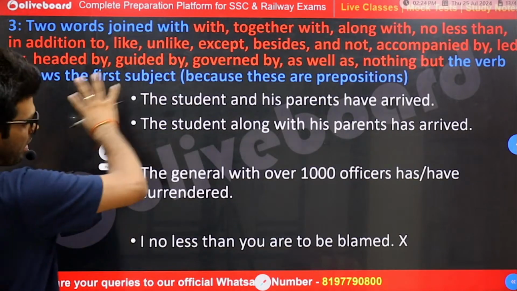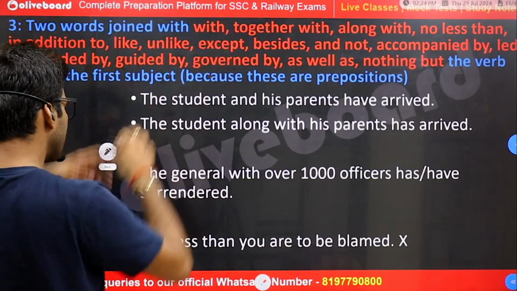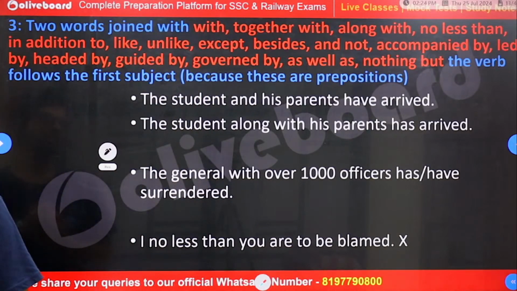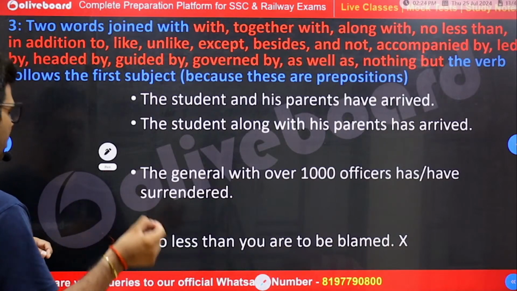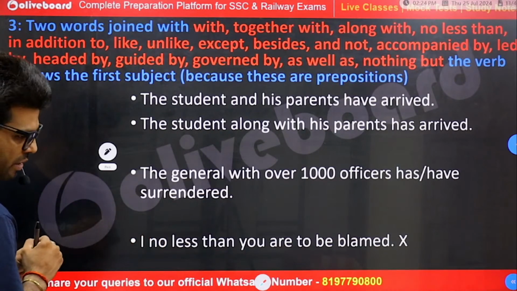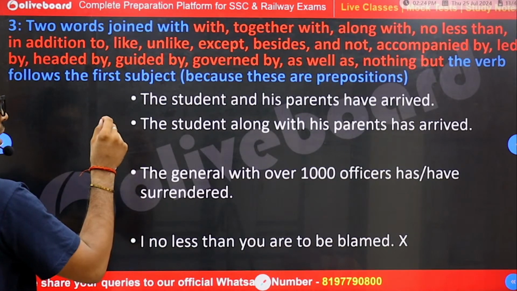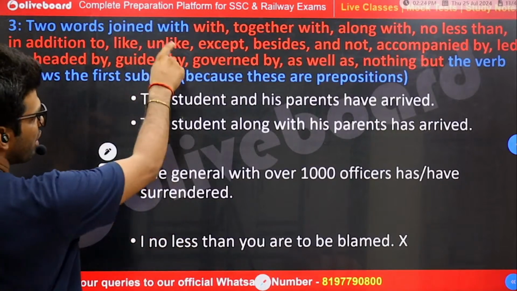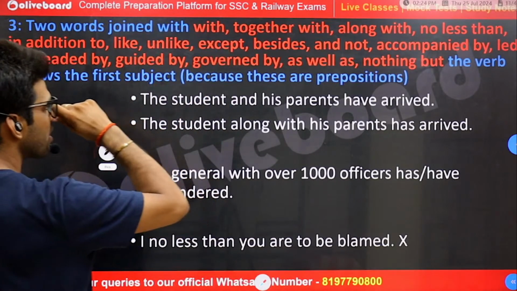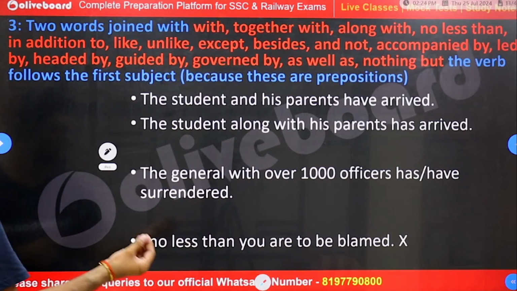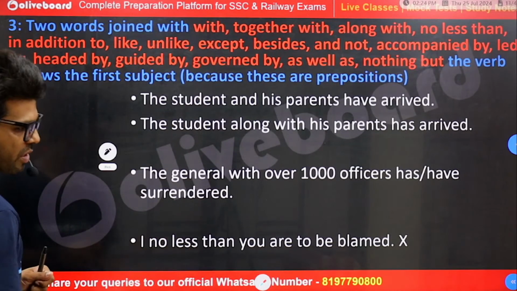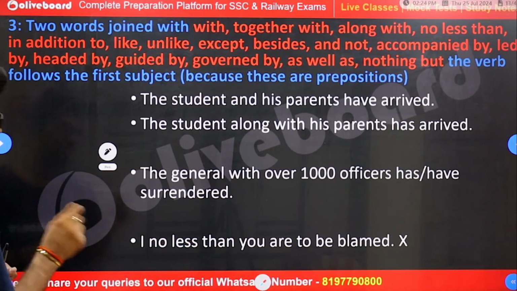Sometimes, quite commonly in examinations and in error detection, we come across these words, adding a couple of terms in the beginning that seem to be the subject, but they are not the subjects. Why? Because these words are prepositions: with, together with, along with, no less than, and such. Prepositions take objects after them, so an object cannot take a verb of its own. Only the subject can take a verb of its own.